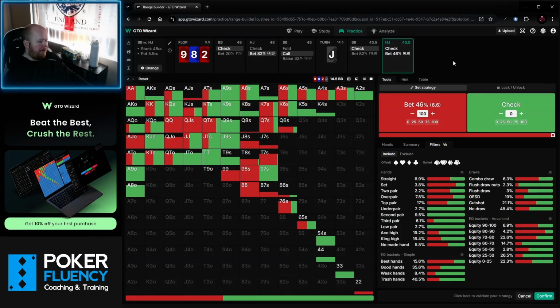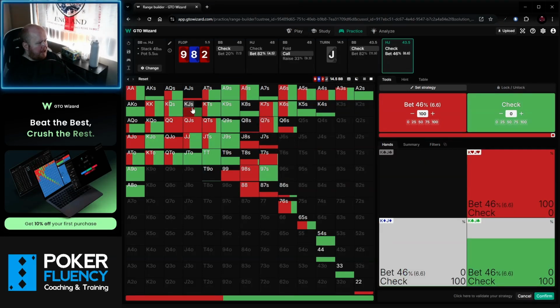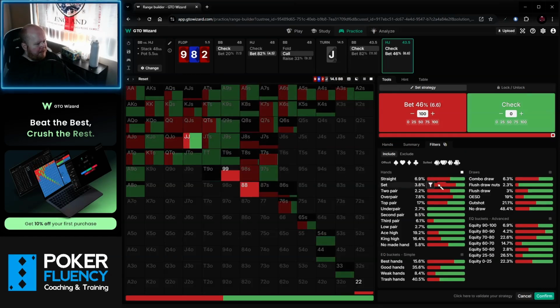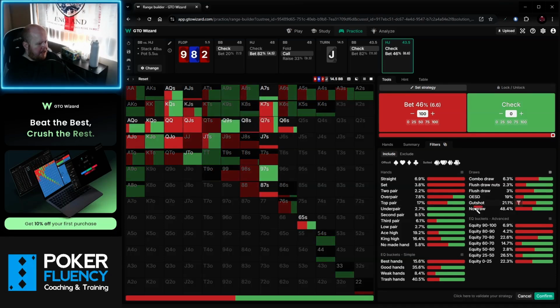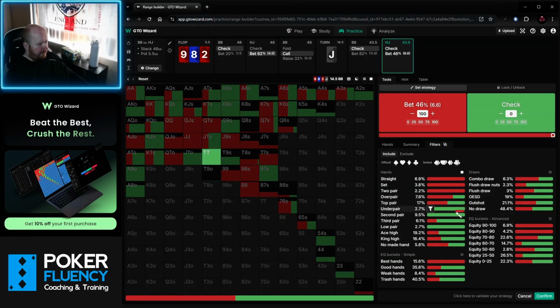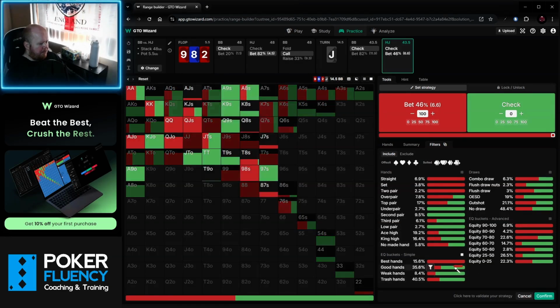I would probably prefer to be betting a bit more often. So I think what I'm going to do is add some more value to this range. I think I'm probably a bit too conservative here on this turn. So maybe we just don't need that protection that I was talking about. Maybe we just bet all of our straights and sets and 2 pairs. And then maybe we overpair, we can keep in there. Top pair, I think we're okay with that. Under pair, second pair, third pair, low pair. We probably want to add some more bluffs in there.